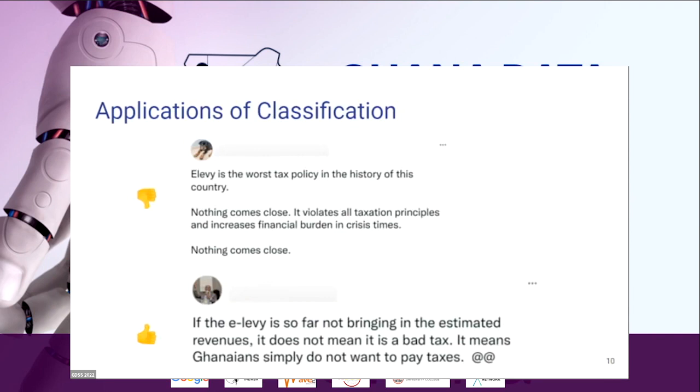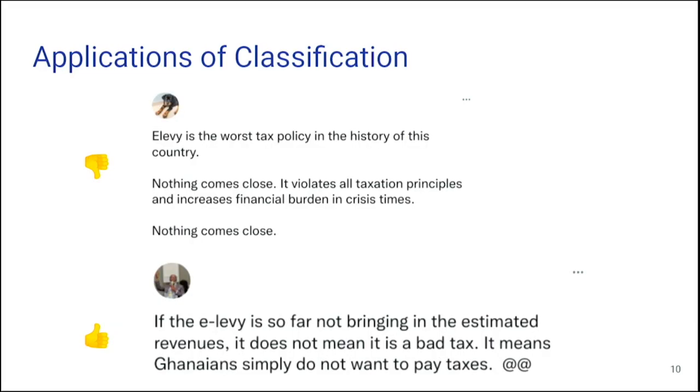And then maybe as an aside, maybe you can try to classify or predict who said it's not a bad tax. And then maybe you can see me after and let me know who you think it was.